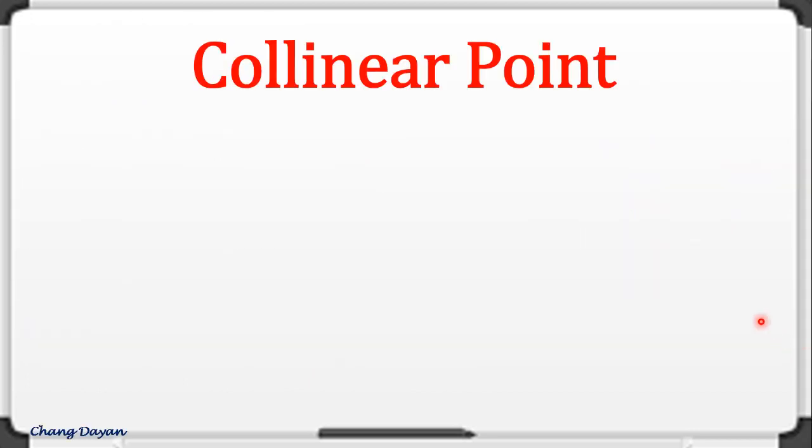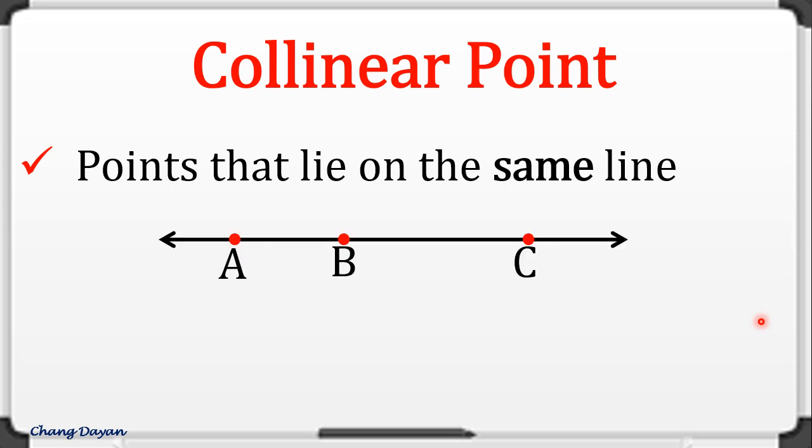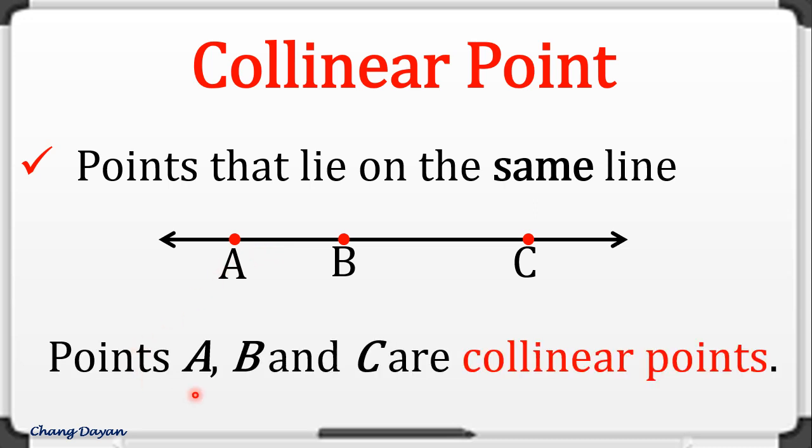Now let us have the collinear points. When do you say that they are collinear points? A set of points that lie on the same line. Example, we have here points A, B, and C. They are lying on the same line. Therefore, points A, B, and C are collinear points.